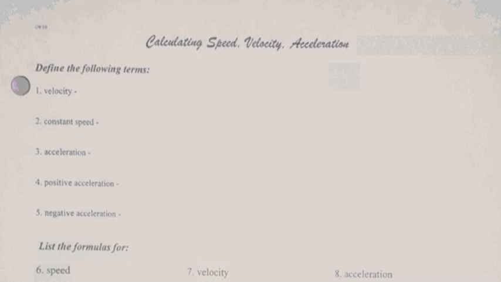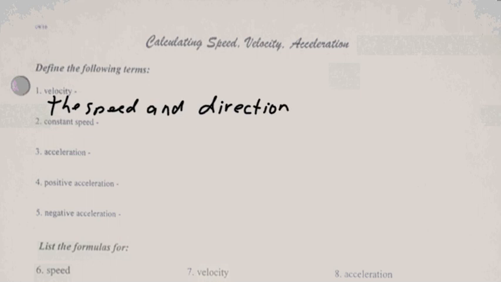So we'll start with velocity. We've gone over these quite a few times. Numbers 4 and 5 are a bit new, but you should be able to understand them pretty easily. Velocity, of course, is the speed and direction of a moving object.